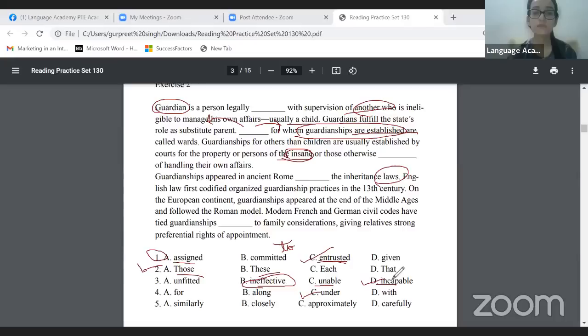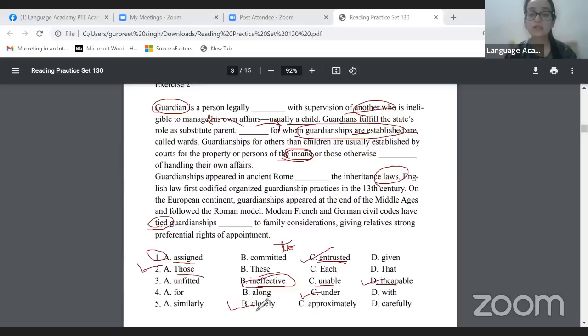Then they say modern French and German civil codes have tied guardianships closely to family considerations. This is kind of a collocation. The word tied generally goes with closely. Like you might have heard, I have close ties with him. So close and ties go together, and the same thing is here. Codes have tied closely to family considerations. It's not similarly. You don't have similar ties to someone or careful ties with someone, but you have close ties with someone if you're closely connected to a person.